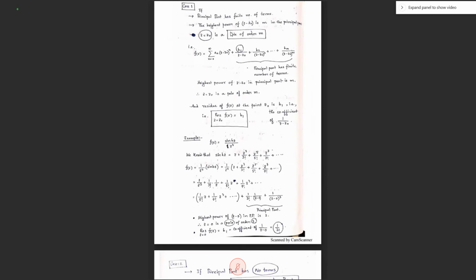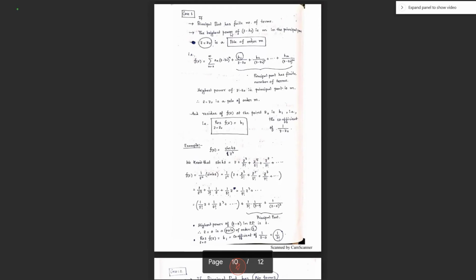So first is case 1. Case 1 says that if the principal part has a finite number of terms, then z equal to z0 is a pole, and if the highest power of z minus z0 is m in the principal part, then the order of the pole is m. So I am repeating again. If the principal part has a finite number of terms and the highest power of z minus z0 is m, then z equal to z0 is a pole of order m.